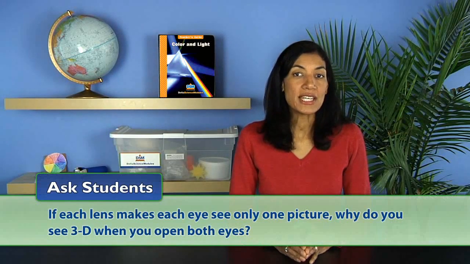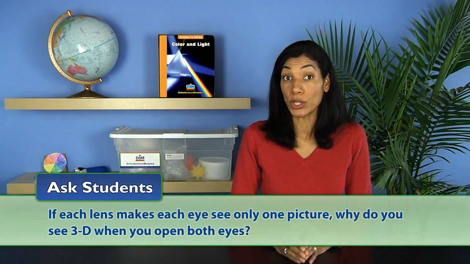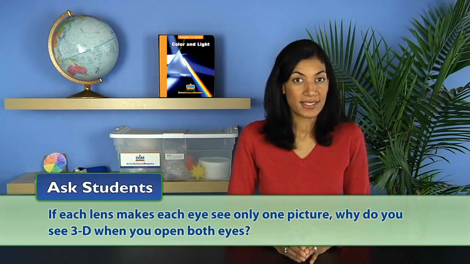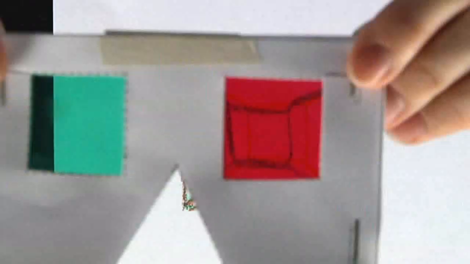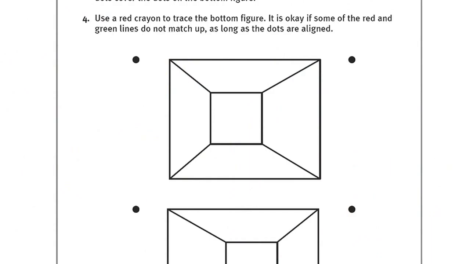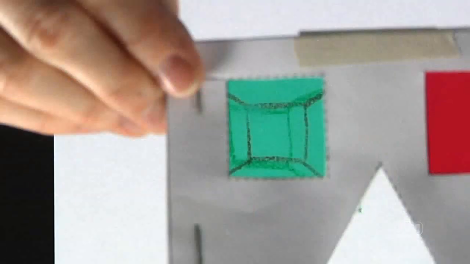Then have them open both eyes and ask students, if each lens makes each eye see only one picture, why do you see 3D when you open both eyes? Through the red filter in the right eye, the red lines disappear and the green lines become darker, forming a flat image that looks like the top figure in Activity Sheet 11, Part B. Through the green filter in the left eye, that figure disappears and the red lines of the bottom figure of the activity sheet become darker.